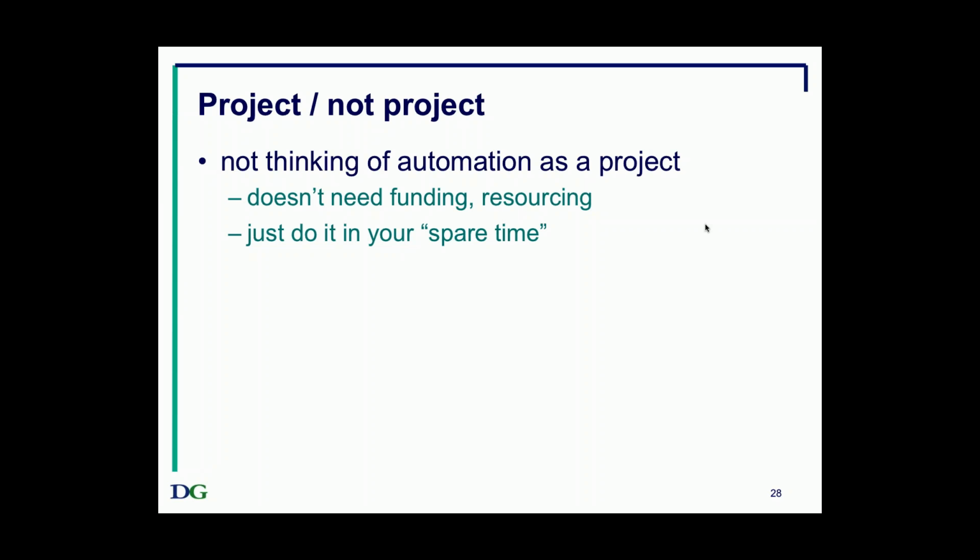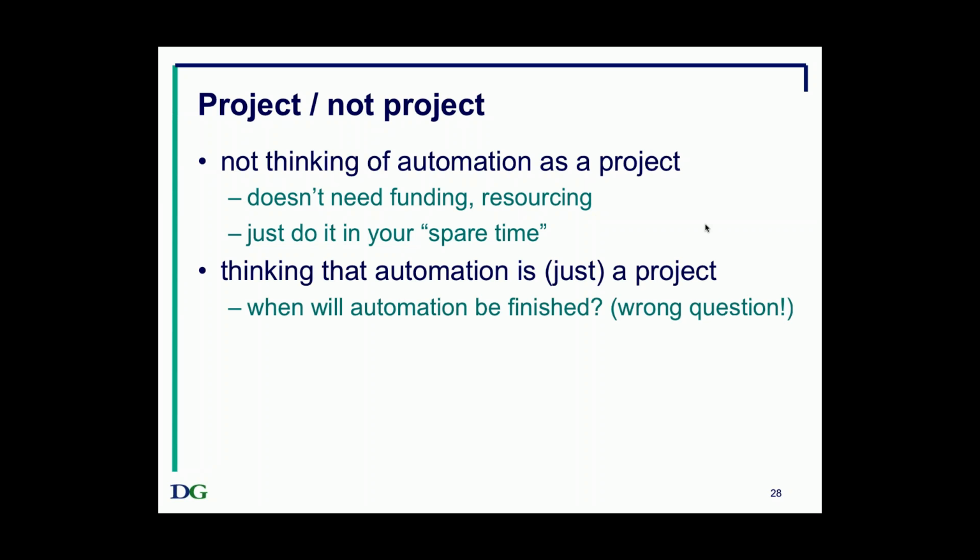But of course, another blunder is thinking that automation is just a project. Oh, when will the automation be finished? Well, actually, it's never finished if the tests that you're automating are on a system which is going to continue to live. The automation should live as long as the system that the tests are run for. It should be easy to maintain the tests when changes are made to the system. And so we need to have ongoing continuous improvement.